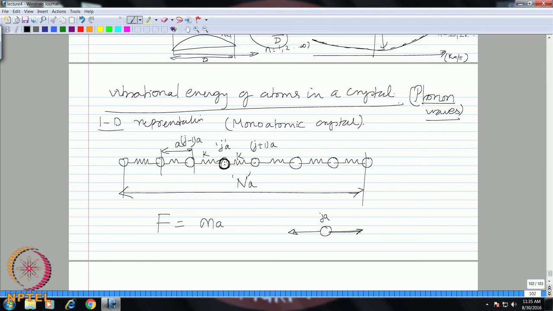Now, I will give you some nomenclature here. Let us say that the equilibrium position of this atom to begin with is x j superscript 0, the equilibrium position of atom j, at location j A. Now, if you are pulling from this equilibrium position, there is a certain displacement. The actual displacement from this equilibrium position, we will use the notation u j. This is not velocity here, this is the effective displacement from the equilibrium.